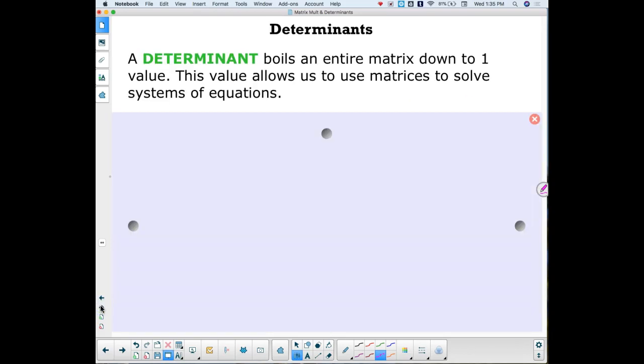Determinants now. Okay. So a determinant takes a matrix and it trims the fat, boils it down, or whatever you want to call it, down to one value. And we need that value going forward.